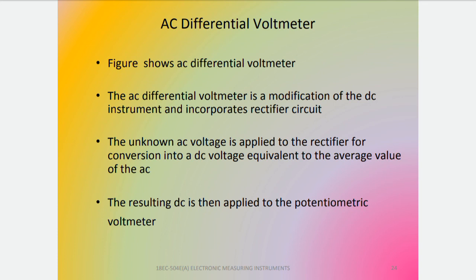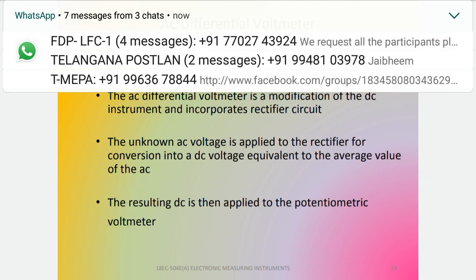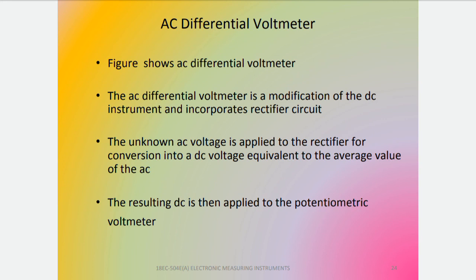The principle of working is similar to the potentiometer, hence this is also called the potentiometer voltmeter. That means the differential voltmeter is also known as the potentiometric voltmeter. Why? Because the principle of working is similar to the working of the potentiometer.